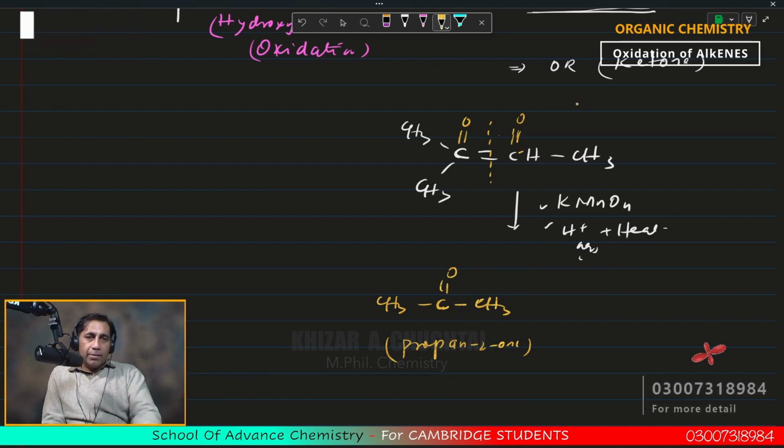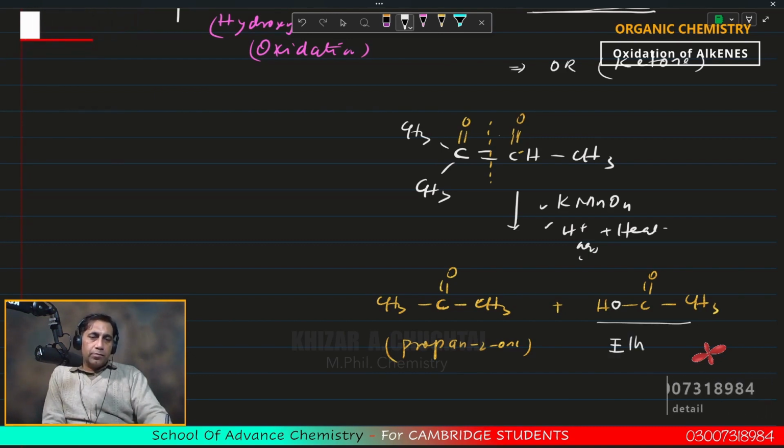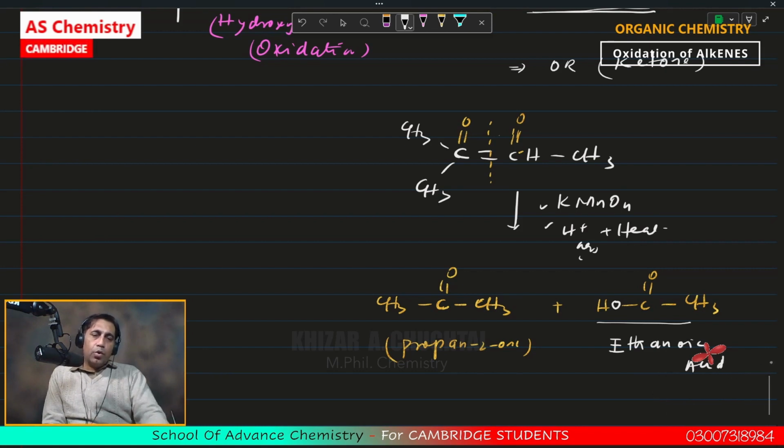Now come toward this carbon, this side. What is the answer for this side? What is going to appear over here? That is this one. It's an aldehyde. Aldehyde can be oxidized further and it will be changed into acid. What is the name of this compound? Ethanoic acid. In case of acid, there is no need to write any number.